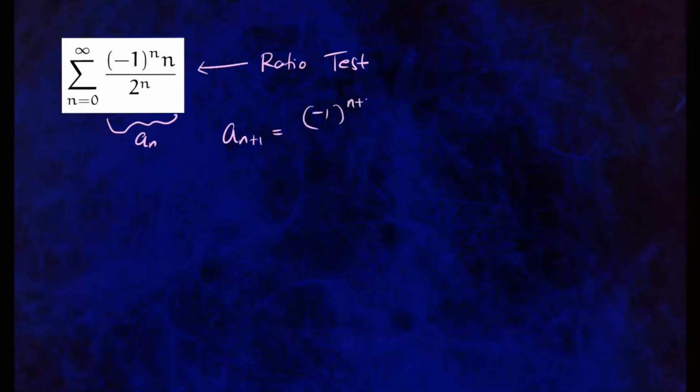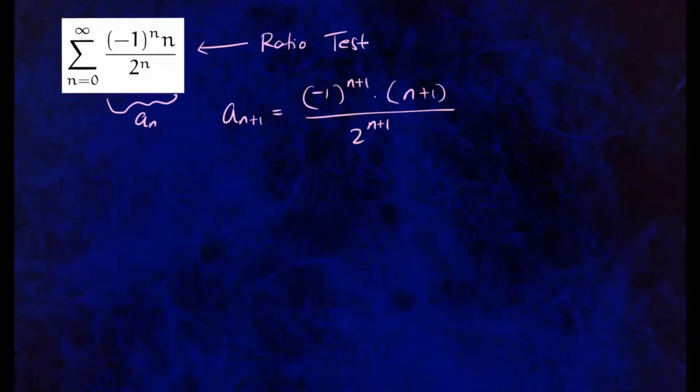I think this is easy to work with by the ratio test. So I'm going to go with the ratio test. So another example of ratio test. So this is the formula for your an terms. So that means an plus 1 would be plugging in n plus 1 everywhere there is n. So you have negative 1 to the power n plus 1 times n plus 1 over 2 to the power n plus 1. So that's the a sub n plus 1 term.